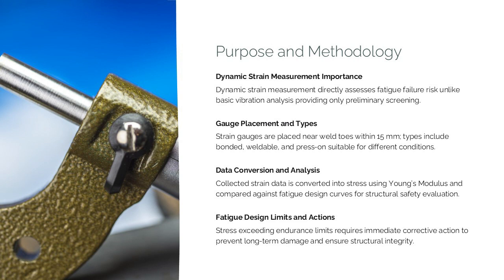These stress ranges are then compared against fatigue design curves, such as those in BS 7608 or PD 5500, which provide endurance limits based on weld geometry. If measured stress exceeds the endurance limit, for example 35 MPa for Class F2 welds, immediate corrective action is necessary. Even readings above half the limit warrant remedial measures to prevent long-term damage. This technique is indispensable for ensuring structural integrity and preventing catastrophic failures in critical systems.